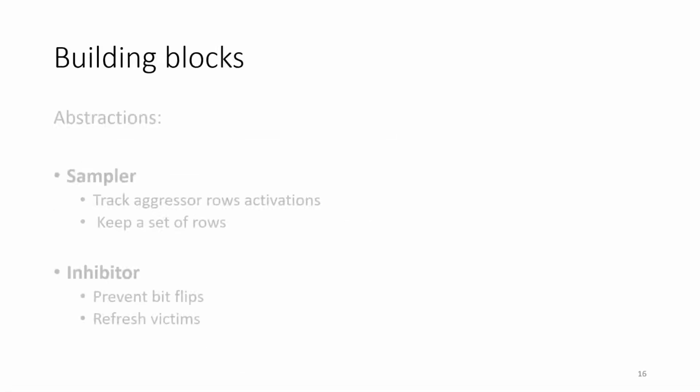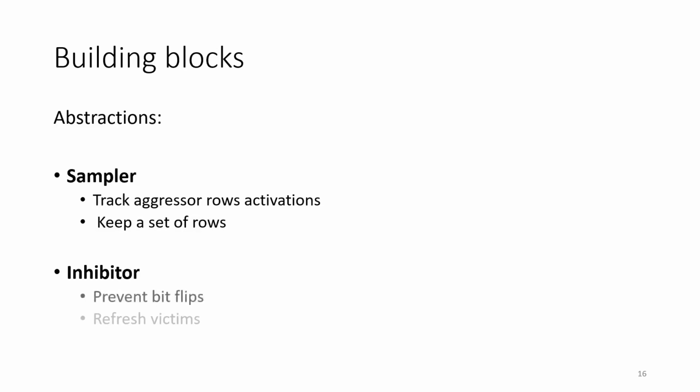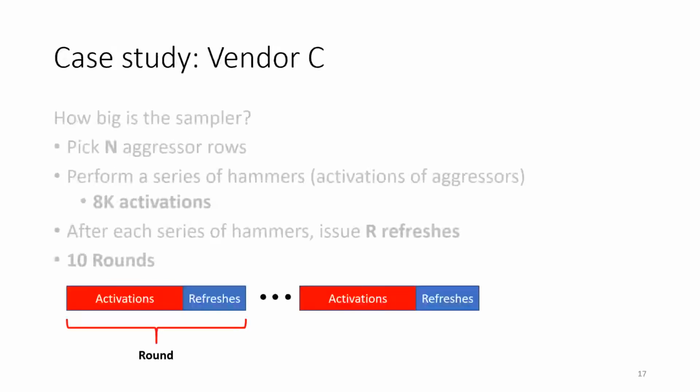To study in-DRAM mitigations, we tried to abstract from the single implementation, and we identified two components that target refresh design must include: the sampler and the inhibitor. So the sampler tracks the row activations and it keeps a set of rows that a hammer is targeting. Instead, the inhibitor prevents bit flips, selecting rows from the sampler set and, for example, refreshing victims. The first question we asked ourselves is how big the sampler is. So we figured out an experiment to carry out on one device.